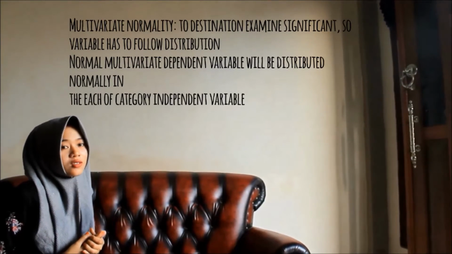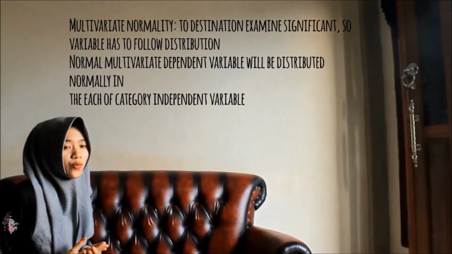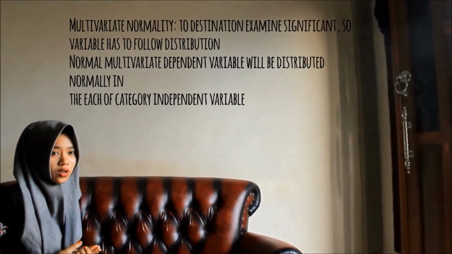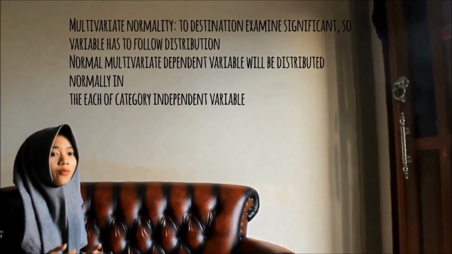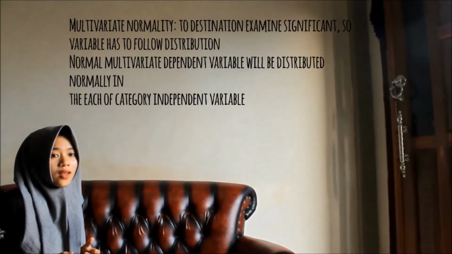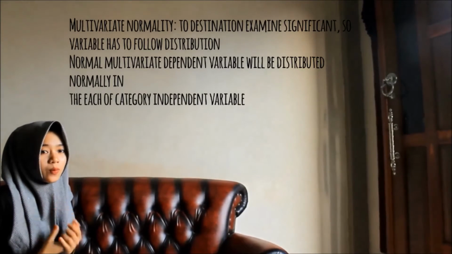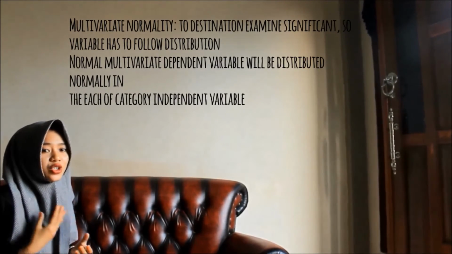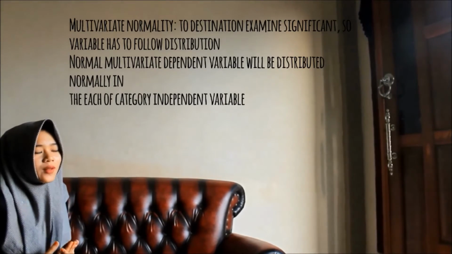The variables have to follow a normal multivariate distribution. The dependent variable will be normally distributed in each category of the independent variable. Okay, that's all the explanation from me, and thank you.